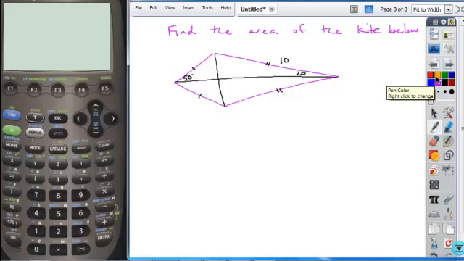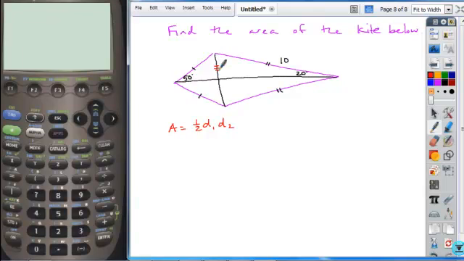Right. When you look at this kite, you first establish the area formula as being 1/2 the product of the diagonals, so d1 times d2. And so we need to know what those are. Well, we know that one of the diagonals is bisected, right? The diagonal that connects the two unequal sides.